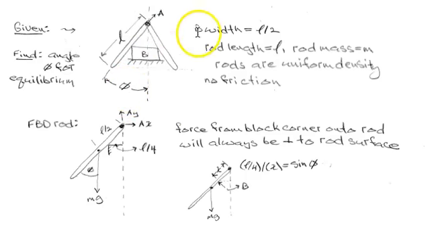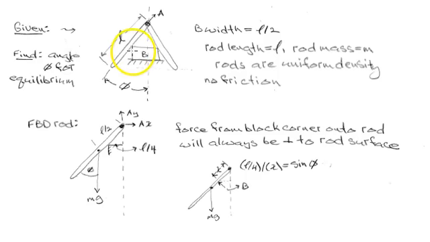So the question says the box has a width of L over 2. So we know something about the geometry, and we're assuming the box doesn't move and it doesn't deform. Everything's a rigid body. This is statics. Rod length is L, just like it shows in the figure, and it has a mass M. They're uniform density, and there's no friction. So uniform density means that their weight, mg, is going to act at the center of mass, which is going to be L over 2.